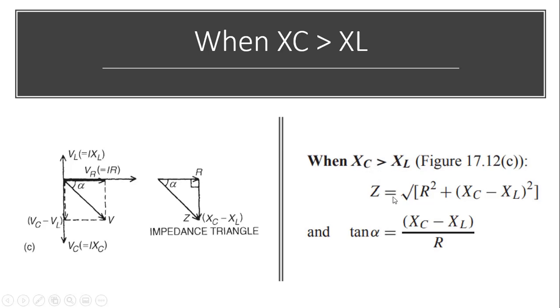XL, our Z will now be equal to the square root of R squared plus, in bracket, XC minus XL squared. So if you look at it, XC is coming first because it has the higher magnitude, and we deduct XL from it and we square it. So the tan alpha is XC minus XL over R.